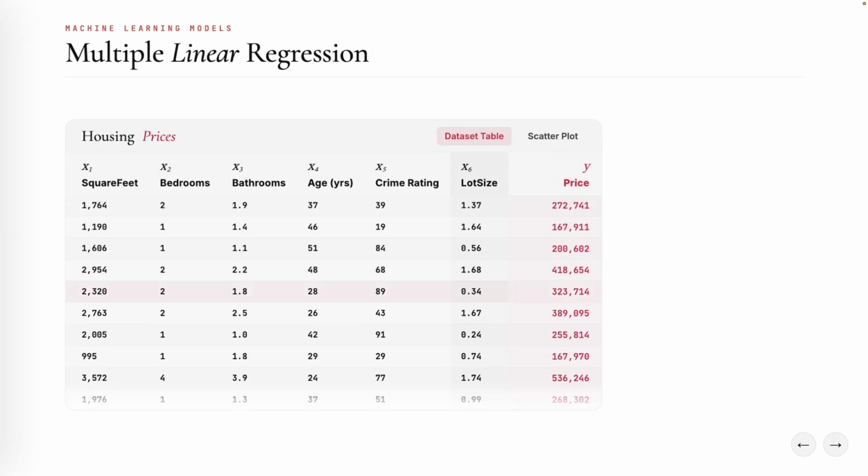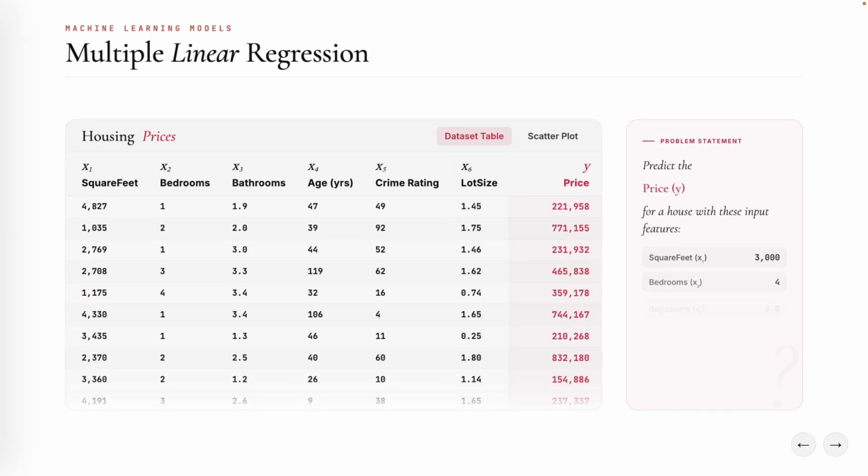So here's our problem. A house comes up for sale. We know its size, bedrooms, bathrooms, age, neighborhood crime rating, and lot size. The one thing we don't know, its price. Can our model predict it? We can't draw this on a simple graph anymore. But the underlying idea, finding the relationship between inputs and outputs, stays exactly the same. This is multiple linear regression. Same core concept as before, just scaled up to handle real-world complexity.